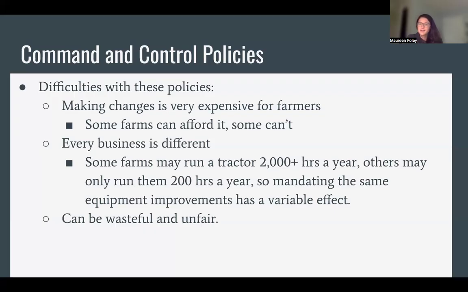The reduction in pollution from that would be really big, but it wouldn't be so big for the farm that only runs their tractor 200 hours a year. And it might be an expense that that farmer can't afford. So mandating the same thing for businesses that are designed differently and operate differently can have a variable effect, and it can harm farmers while not necessarily having the intended policy outcome. So it can be wasteful and unfair.